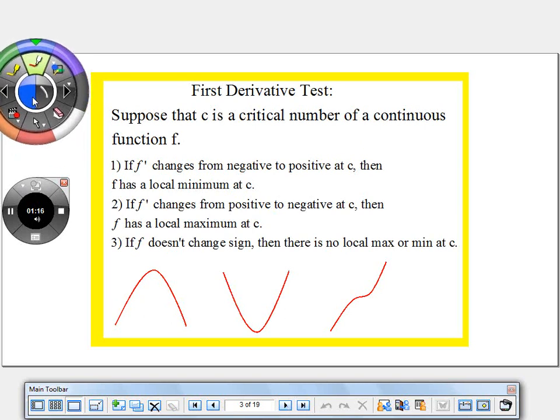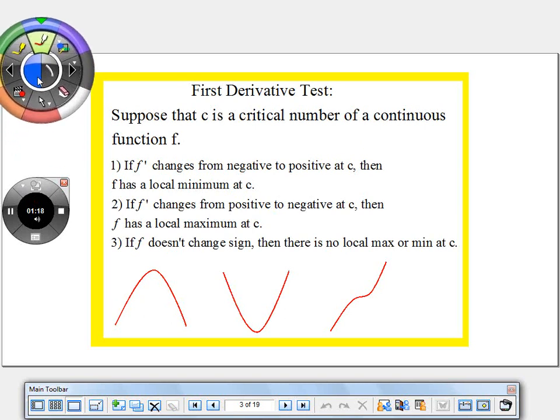Okay, the biggest test of this whole section is the first derivative test. So we're going to use the critical numbers, and that's going to help us figure out the local max and the local min. You want to jot down the first derivative test for sure. What we're going to say is that if the first derivative changes from negative to positive at that critical number, then we know for a fact that there will be a local minimum at that particular spot.